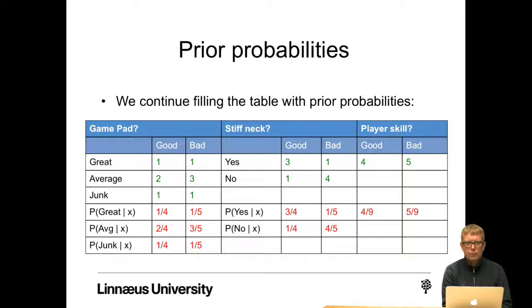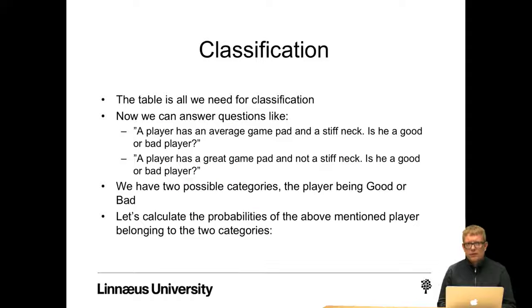So I have a table of frequencies and a table of prior probabilities. And that table is actually all we need for classification. Now we can answer questions like, a player has an average gamepad and a stiff neck, is he a good or bad player? Or a player has a great gamepad and not a stiff neck, is he a good or bad player? And we have two possible categories, the player being good or bad at playing FIFA.